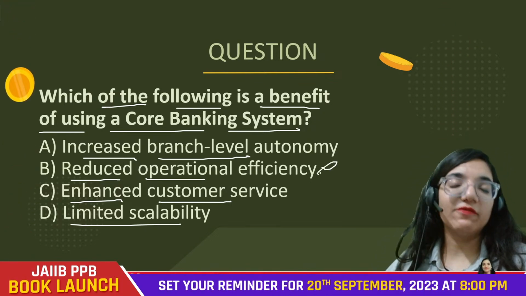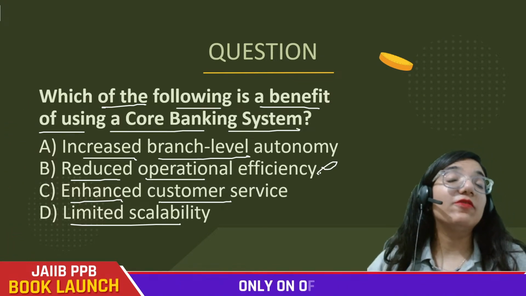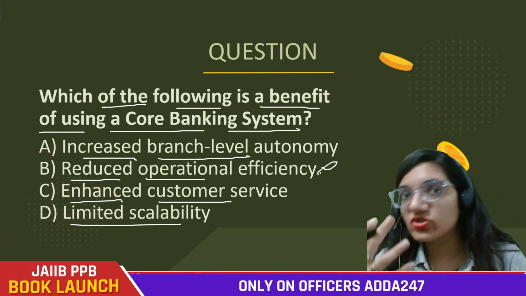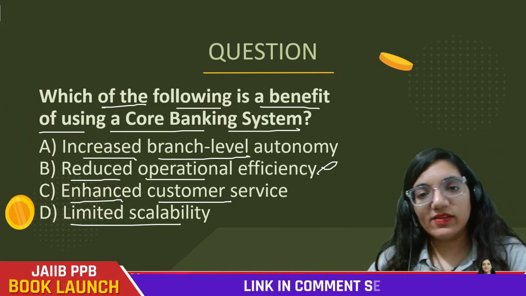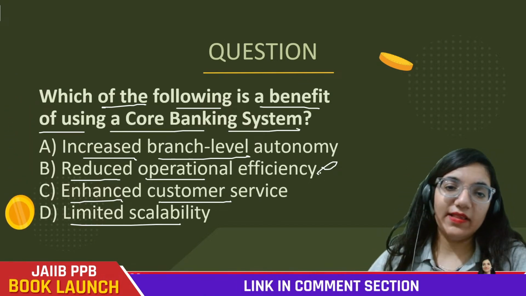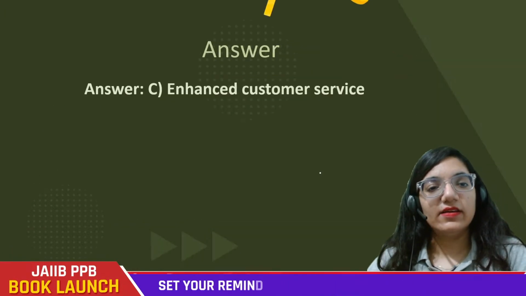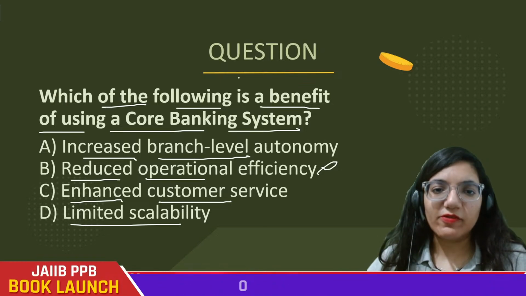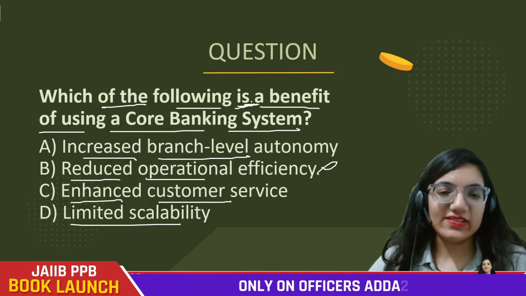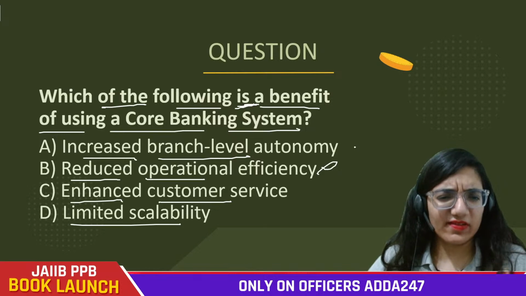Reduced operational efficiency, if this would have been the thing, nobody would have used banks. Nobody would have used Finacle. Nobody would have used any of those CBS softwares which are gaining so much importance in the field of banking these days. So I think this one would be definitely wrong. Which one of the following is not a benefit? This one, increased branch level autonomy. This is not something that happens.